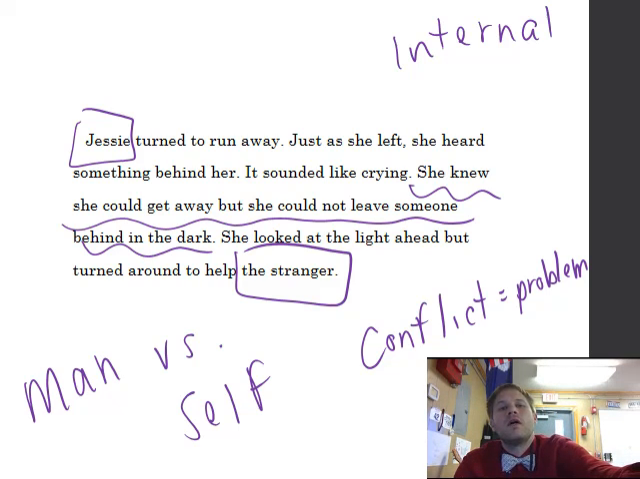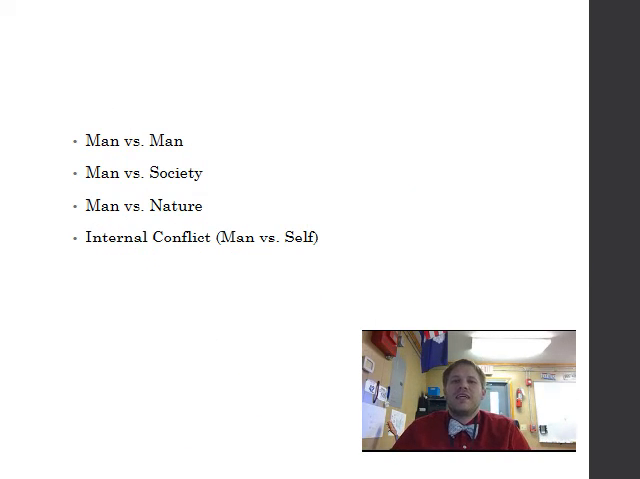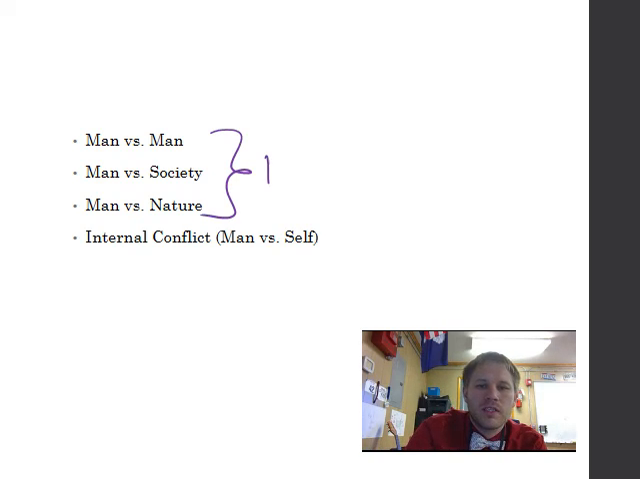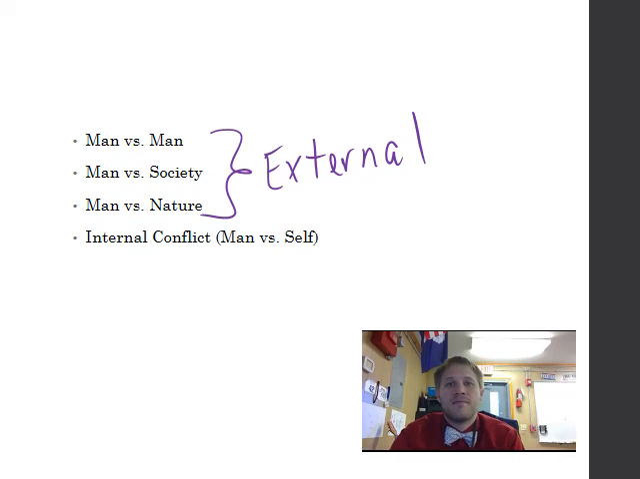Okay? So here are the conflicts again. These are the different types of conflict. We have man versus man: two characters, good guy, bad guy, a lot of times superhero. Man versus society, a really popular form today: one major character trying to go against a group of people, the traditions, the society. Man versus nature: a major character trying to survive in storms, on a deserted island, against an animal, those kinds of things. Those three are what we consider external. Our major character has to deal with something outside of themselves.